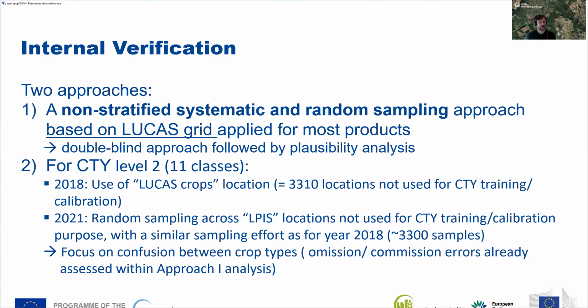And here the checks for these crop type level 2 focus mainly on the confusion between the different crop types, which is done in this second approach. The omission and commission errors are already covered with the analysis during approach 1.